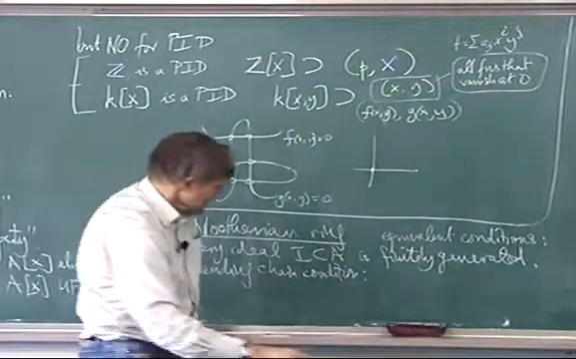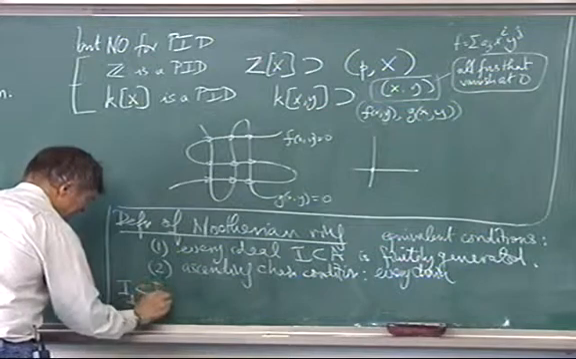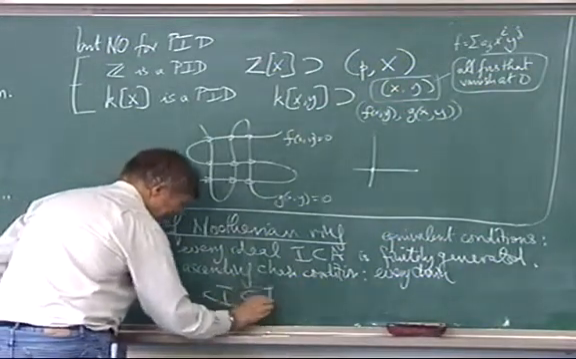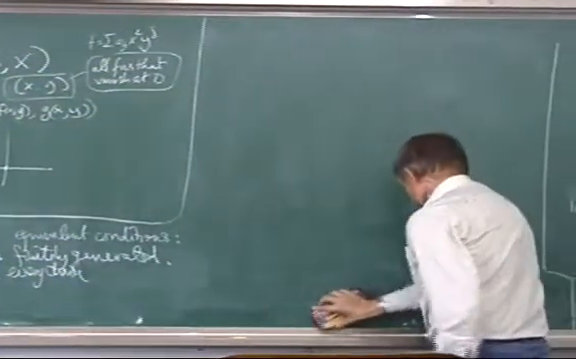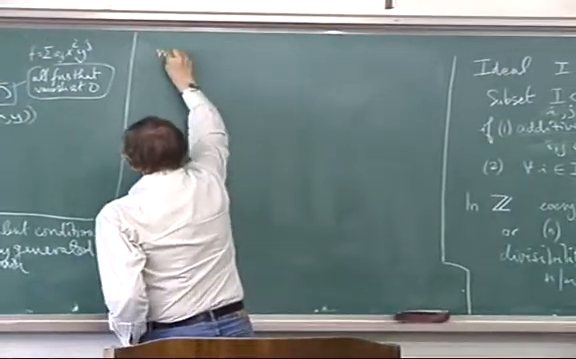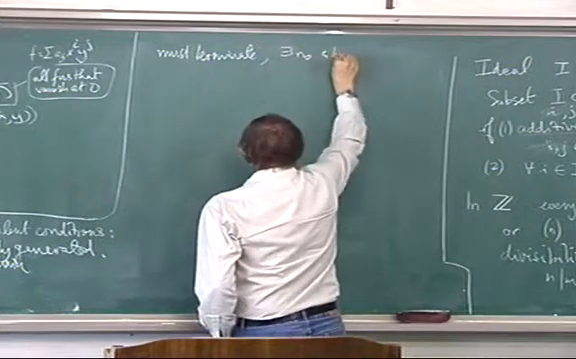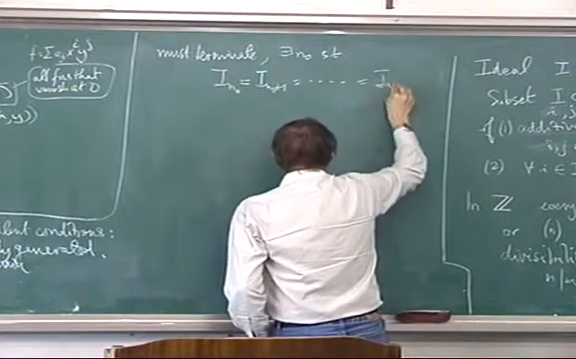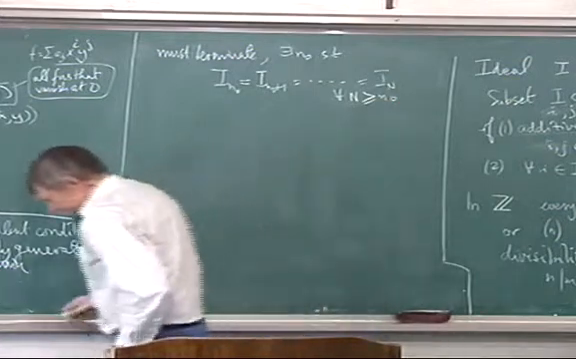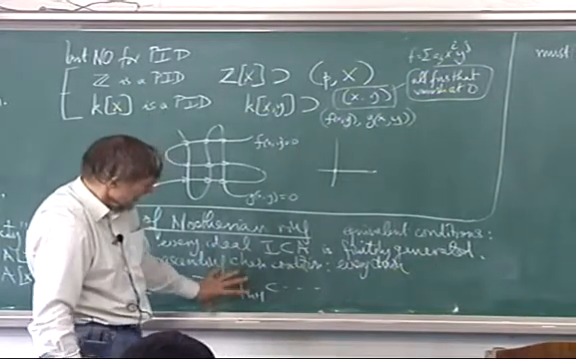Any chain I1 in I2 in and so on in I_n in I_(n+1). So if I have a chain of ideals, each containing the one before, every such chain must terminate. In other words, there exists an n0 such that I of n0 equals I of n0 plus 1 equals I of n for all n greater than n0. So I can take my ideals and make them a little bit bigger, a little bit bigger, and this condition says that this must stop after some finite number of steps.